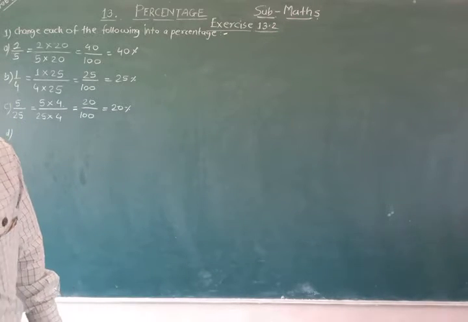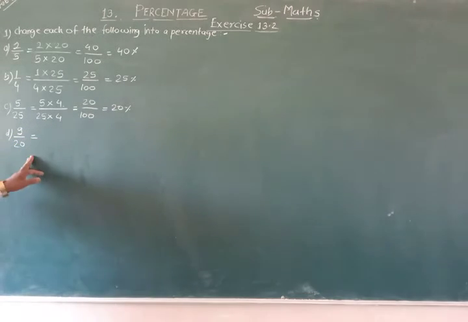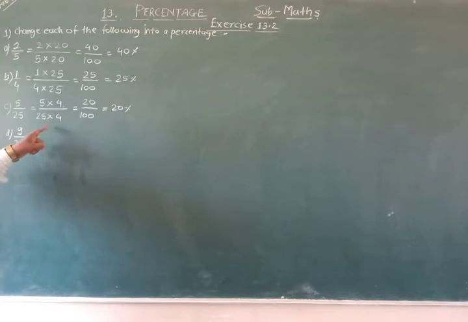Next, D: 9 upon 20. You do it. You know in the denominator is 20. Which number multiplied by 20 gives 100? 20 5s are 100. So in the numerator we multiply by 5. Then this will be converted into percentage.